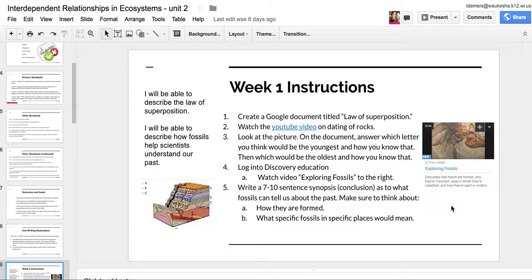Make sure that you think about and write about how fossils are formed, as well as what specific fossils and specific places would mean. For example, if you were to find in your backyard a trilobite fossil or a seashell fossil, what would that tell you possibly about our past and where you live?